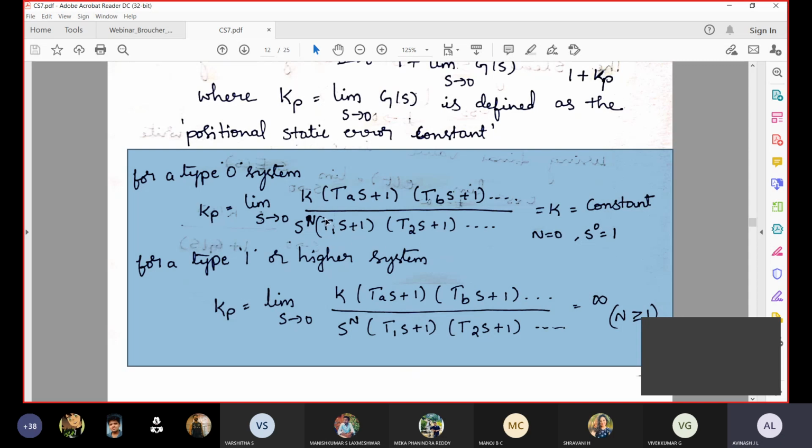So now s to the power of n is there. S to the power of n will be equal to s to the power of 0 because n equal to 0. Then s to the power of n will be equal to 1, the value it will come. If the value is 1, obviously all are constant values, all are finite values. So it will be leading to the constant value. Okay.